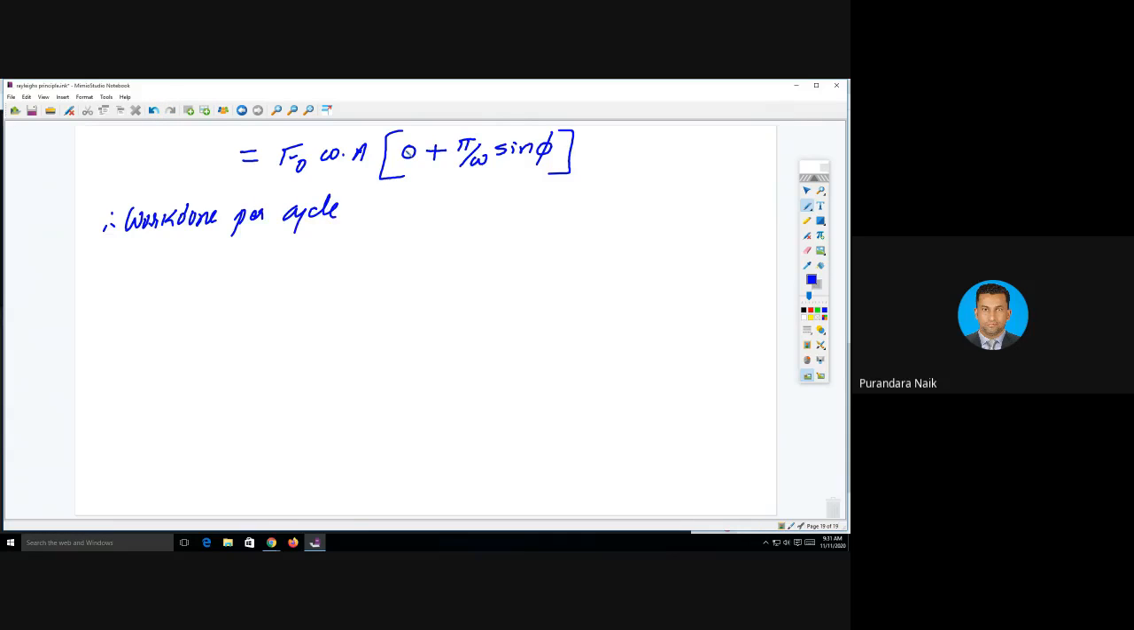First term will become 0, second term will get pi by omega into sine phi. W is equal to pi F naught A sine phi. Omega will get cancelled here. So this is the general equation for the work done.